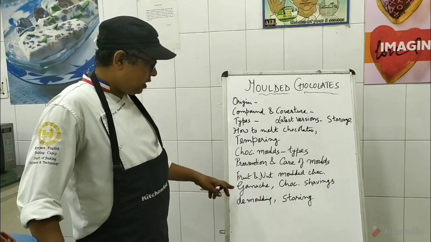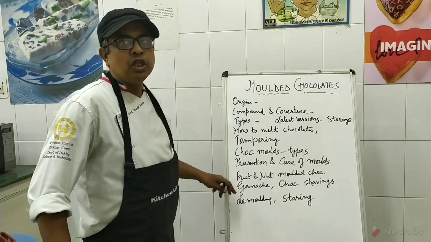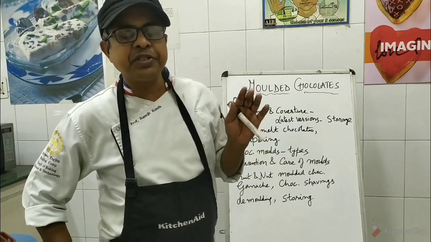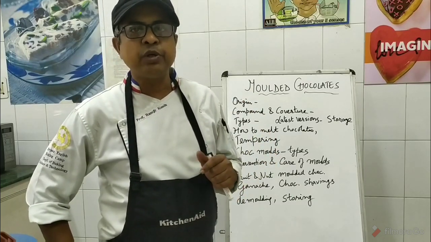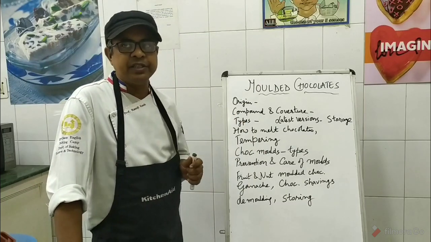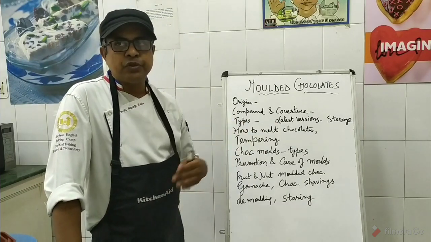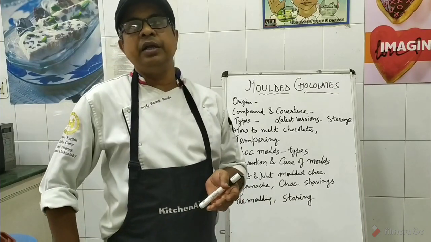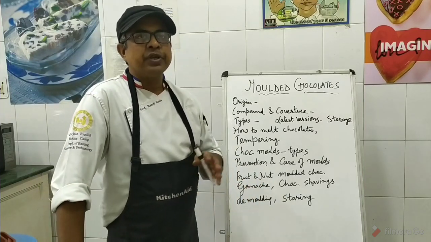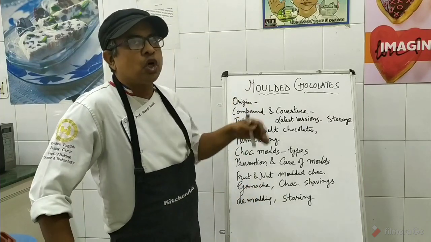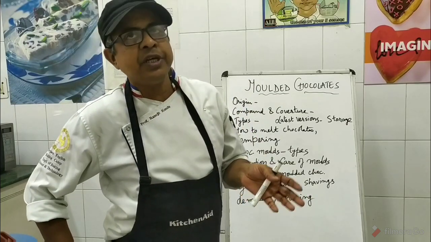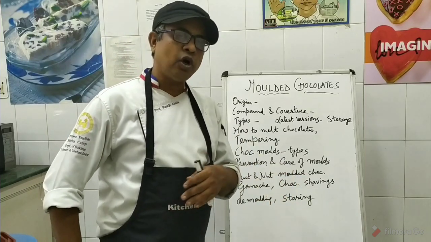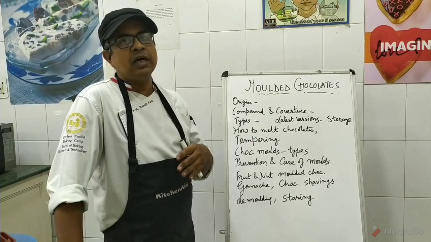The next point is the ganache. The ganache is not a part of the molded chocolates, but you should have an understanding of it, because you might need to fill the chocolates with ganache. Apart from this, the ganache or the chocolate truffle which we will make here will help you in making the cake. So when we are doing molded chocolates, there are many technical terms associated with it, and things which are helpful for making other items also.